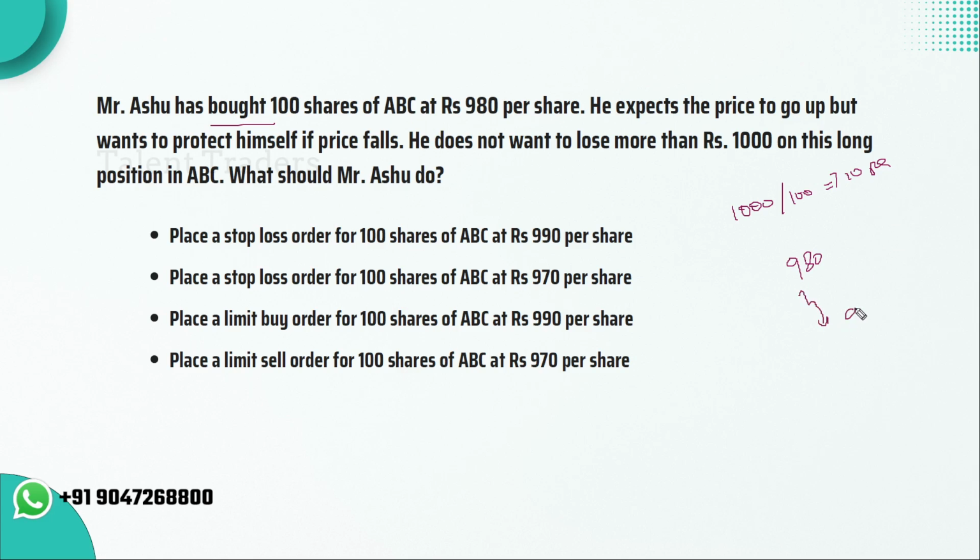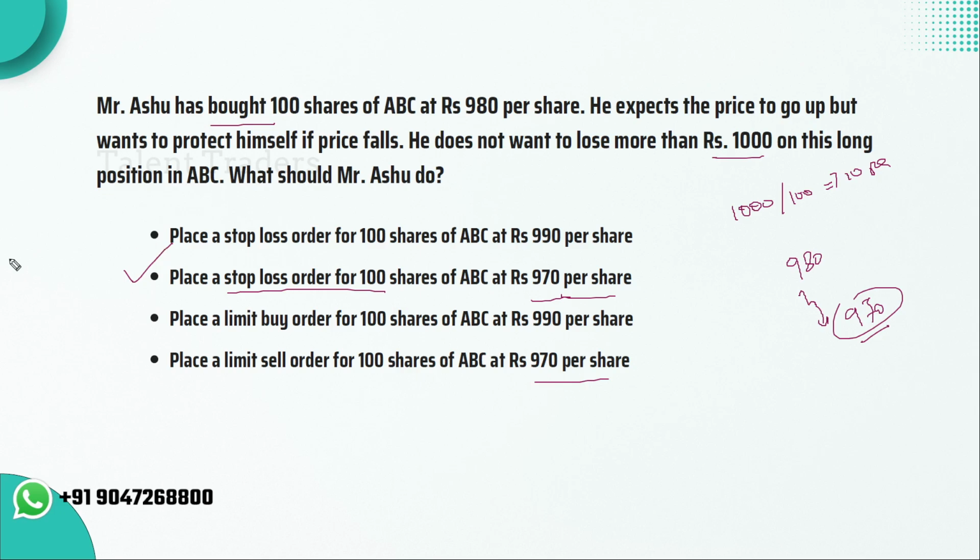So 10 rupees below is 970. If the stock goes below 970, he will lose more than 1000, but he wants to limit the loss to 1000 rupees. So he must place an order at 970. Because he already bought, he must place a stop loss order to protect himself. So the stop loss order is for 100 ABC shares at 970. This is the right answer.